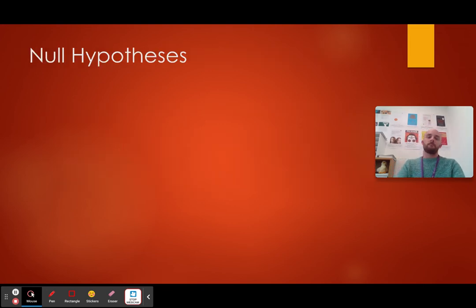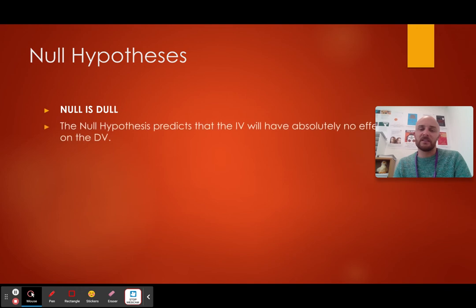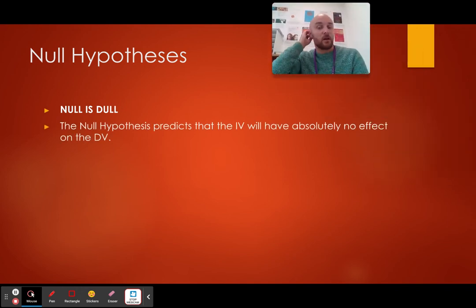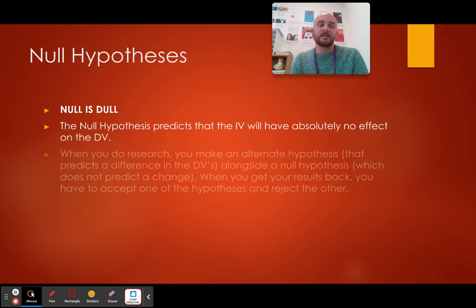Now, I did say you don't need to know this. I am going to go through this, right? No difference, basically, right? So the null hypothesis is a hypothesis where you actually say there will be no difference. The IV will not affect the DV. There will be no difference between the DVs, for example. So null is dull, basically. It's quite a boring hypothesis. It says that nothing is going to actually change. The null hypothesis predicts that the IV will have absolutely no effect upon the DV.